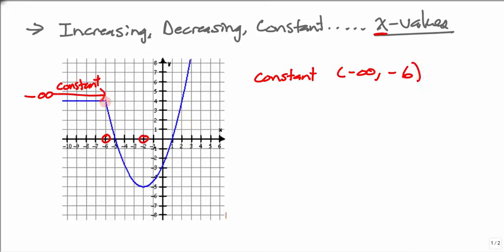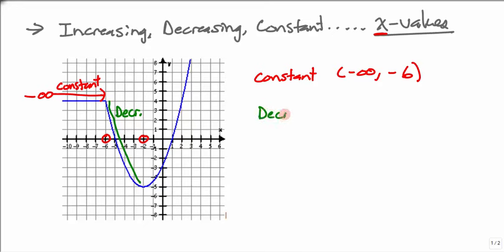Now at -6 the graph is neither increasing nor decreasing. That's why we have a hollow point here, and that's why we'll always use parentheses when we're talking about constant, increasing and decreasing. We never use brackets. And then from here down to this point where x equals -2, I can look at my graph and say, okay, well from here down it's decreasing.